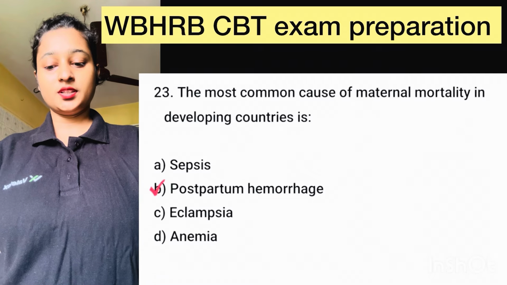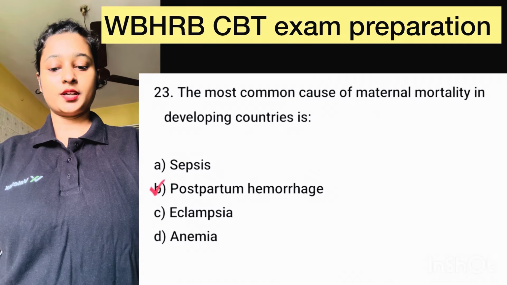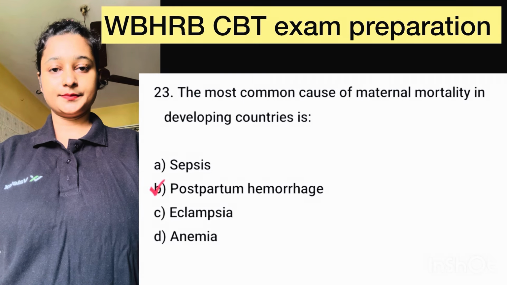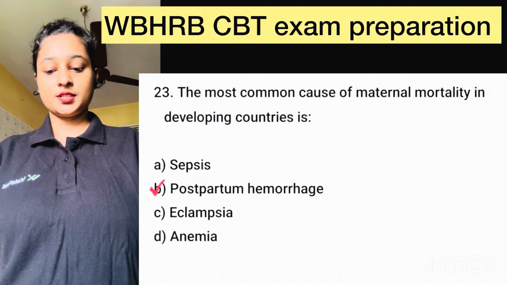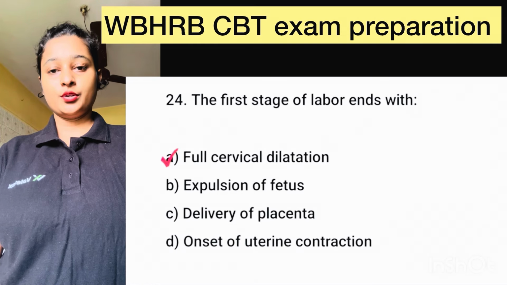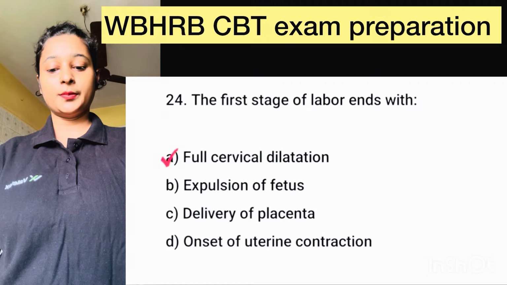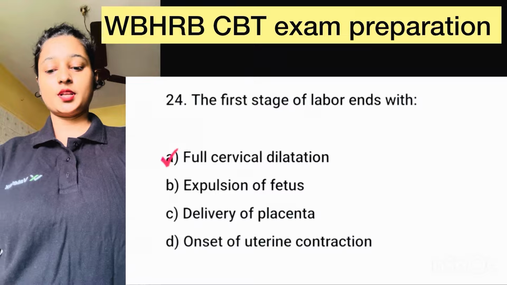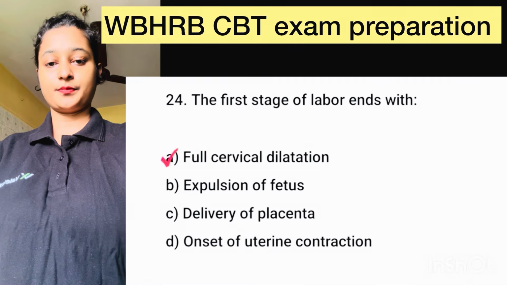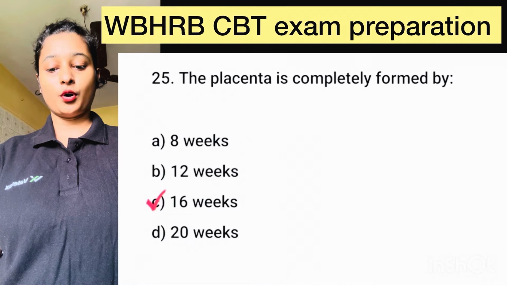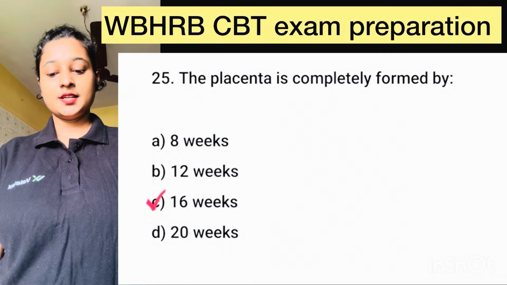Question number 23. The most common cause of maternal mortality in developing countries is. Here correct option is option B, postpartum hemorrhage. Question number 24. The first stage of labor end with. Here right option is option A, full cervical dilation. Question number 25. The placenta is completely formed by. Here correct option is option C, 16 weeks.